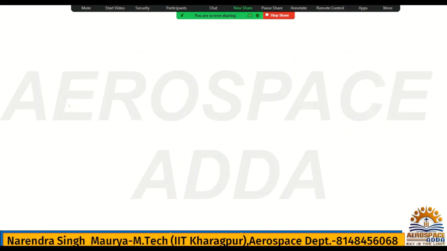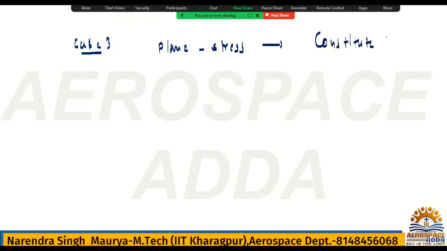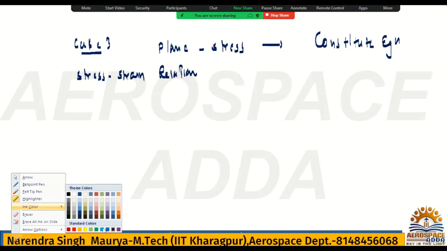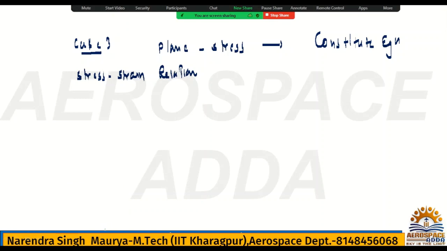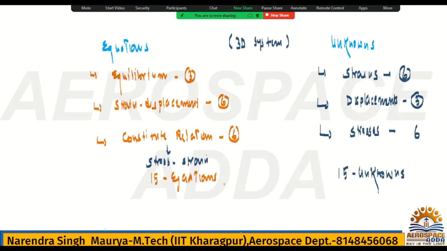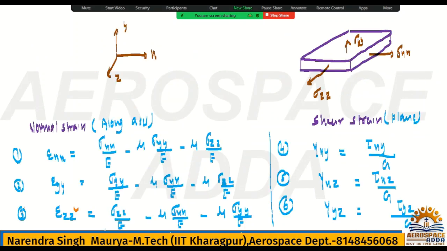Coming to the next, we will find case 3. So case 3 we have, for the plane stress condition, we will find the constitutive equation. How many constitutive equations will be there? Constitutive equation means stress strain relation. So already I have given all the equations so that you can easily compare. Otherwise, if I tell the number, then sometimes you may forget that. Better if I write all the equations, you can analyze by your own. So check. These are the stress strain relationships.